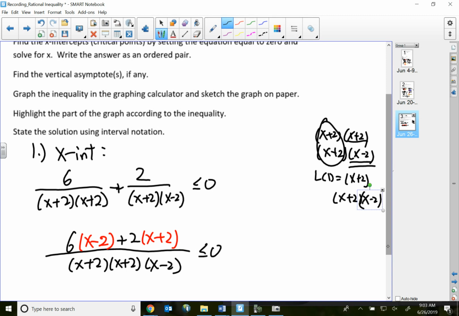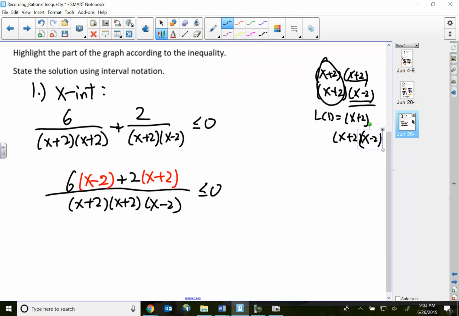So now I'm just going to simplify my numerator, which you can do on the side. I can do this real quick. 6x plus 2x is 8x. Negative 12 plus 4 is negative 8. Okay. Negative 12 plus 4 is negative 8. So if I factor this out, it's only going to be 8 times (x minus 1), which is nothing to cancel with down here.